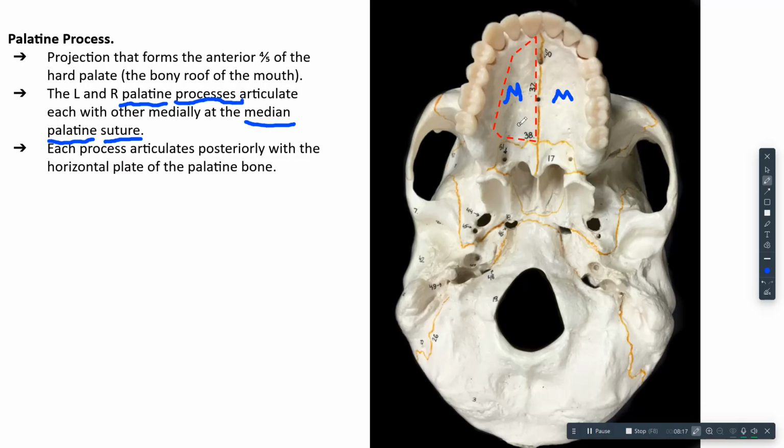Each palatine process articulates posteriorly with this little chunk of the palatine bone, and this little chunk here, as we'll talk about more in a moment, is called the horizontal plate of the palatine bone. So overall, we've got the bony roof of the mouth, which is the hard palate. Like 80% of it is made up of the 2 palatine processes, the maxillary bones. The posterior 20% is made up of the 2 horizontal plates of the palatine bones. And we see a median palatine suture that is the joint running down the middle of the hard palate there. All right, good stuff.